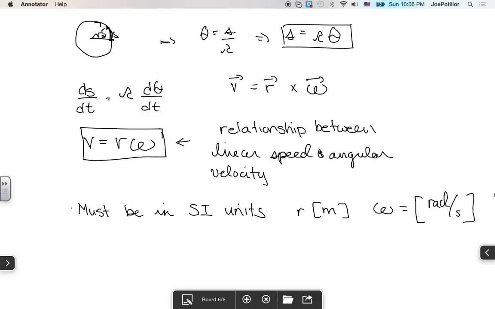This only works with your SI units. So keep it straight. Make sure you do not mess this up. Okay? We'll talk a little bit about that.